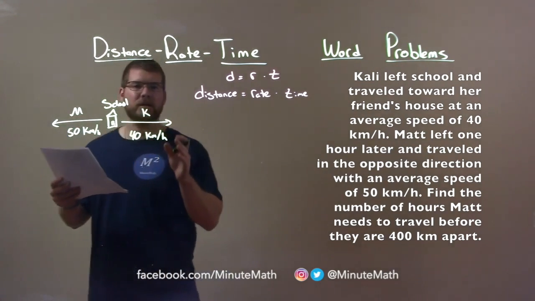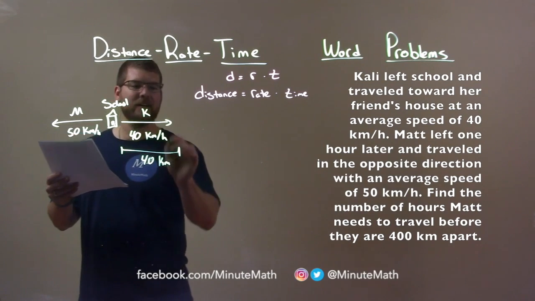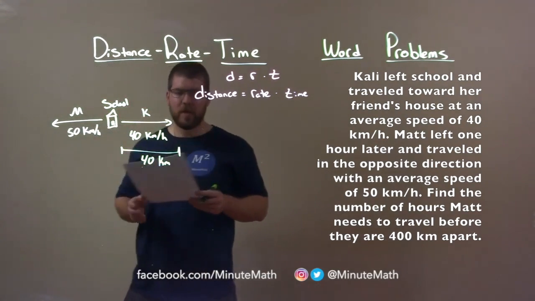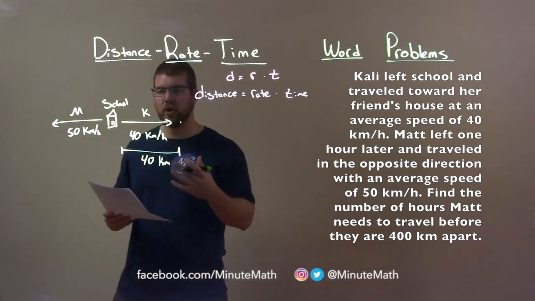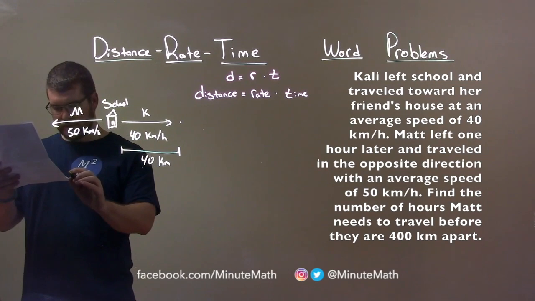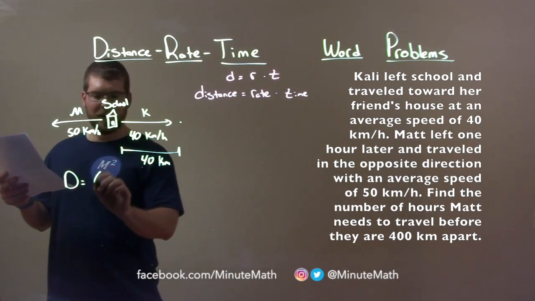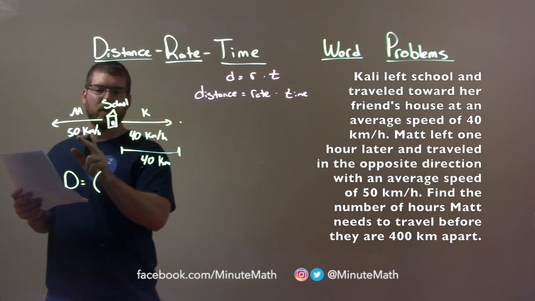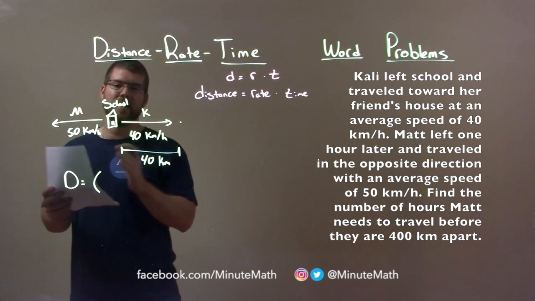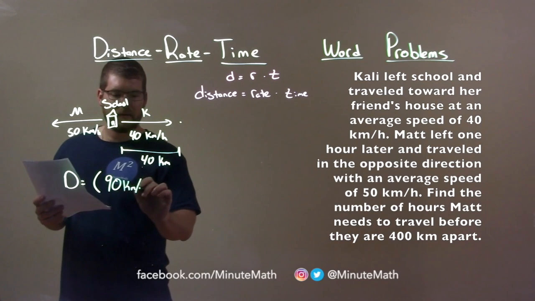But the key thing they said, Callie had already traveled 1 hour. So she traveled a distance of 40 kilometers in that 1 hour. She traveled 40 kilometers before Matt started going in the opposite direction, okay? So that means at this point of time, after 1 hour has occurred, they are 40 kilometers apart. So our overall distance here, since distance equals rate times time, well, is the rate at which they are moving apart. So they're moving apart 50 and 40, so 50 kilometers per hour one direction, 40 the other. Add them together, 50 plus 40 is 90. 90 kilometers per hour, okay?